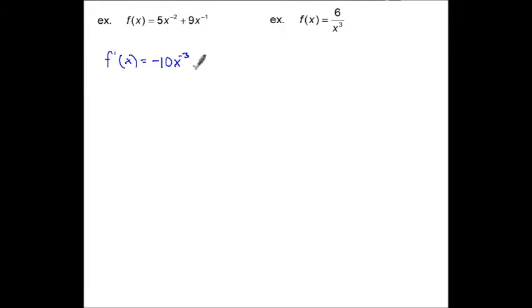Likewise here, the negative 1 hits the 9, giving us a negative 9, but then the x to the negative 1st becomes x to the negative 2nd. Again, just be careful, make sure your negative exponent becomes a bigger negative as you're subtracting 1 from it.